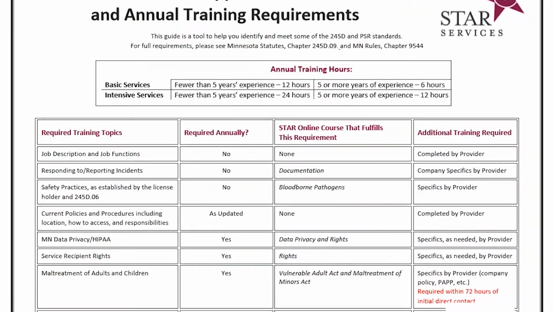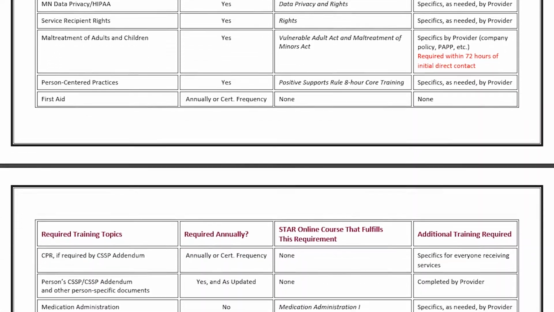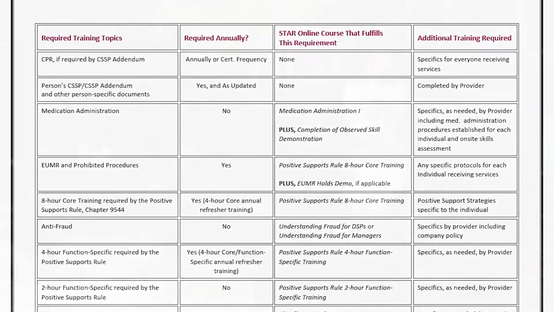We've actually created a pretty handy chart that you can use, print it out, and reference it whenever you need to know what trainings you need and when. We are going to go over two training areas today: orientation training and annual training. So let's get started with orientation training.